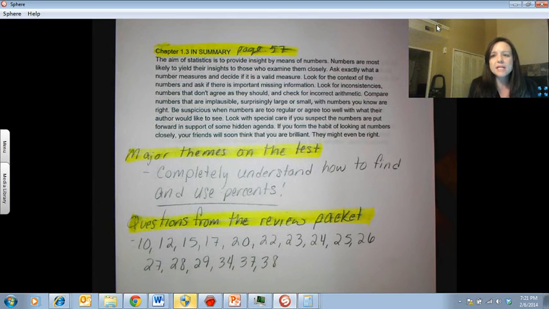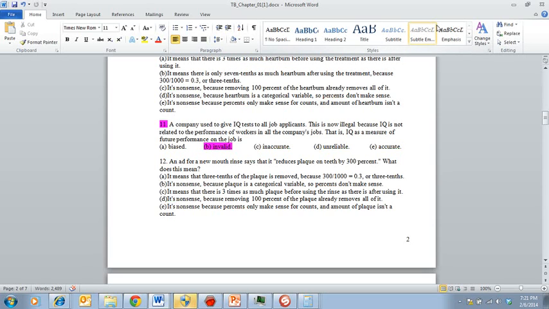The major theme on the test is to completely understand and use percents. This should be really review from middle school math, but I want to go over it because sometimes percents can be tricky, and I want to make sure that you understand the answers that I got on the questions. So read the snapshot really quick. I'm going to go ahead and change over to the questions.